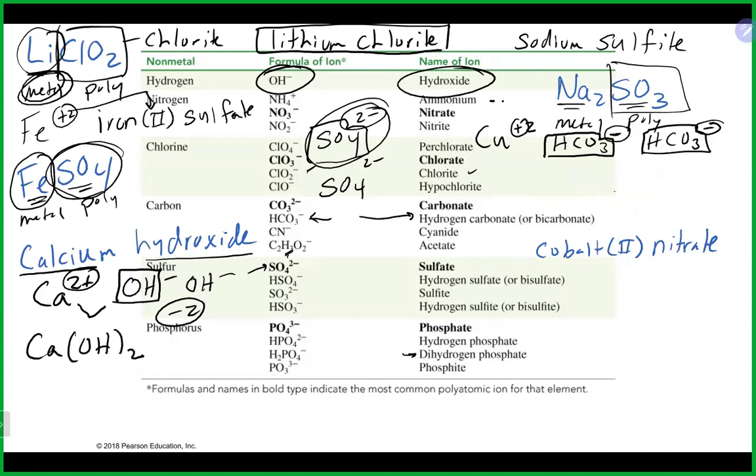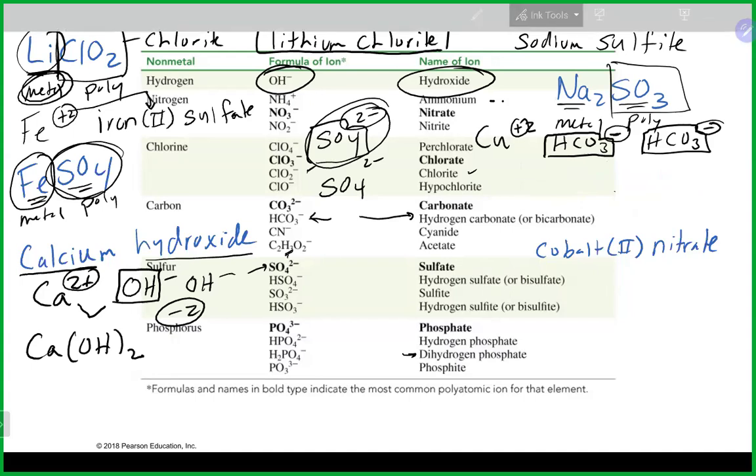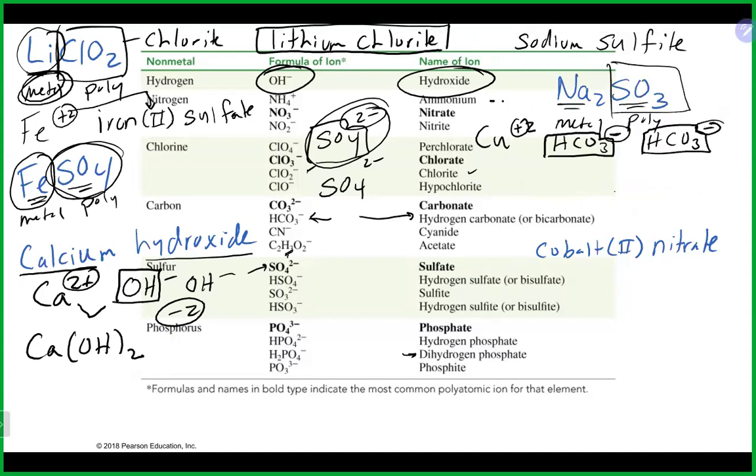We have cobalt, Roman numeral 2, nitrate. Good news is when I see cobalt with a Roman numeral 2, what type of charge does the cobalt have? What is the Roman numeral? 2. So what type of charge does cobalt have? +2. Yeah, so again, that's what the Roman numeral indicates.